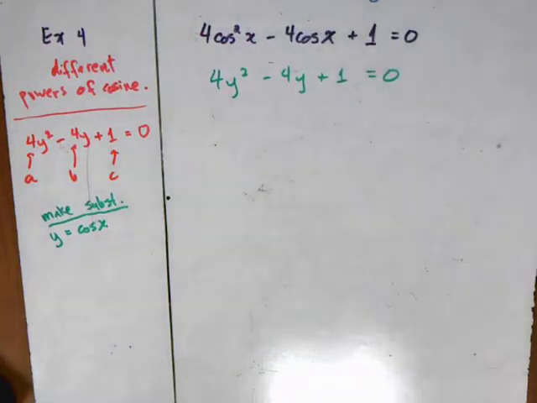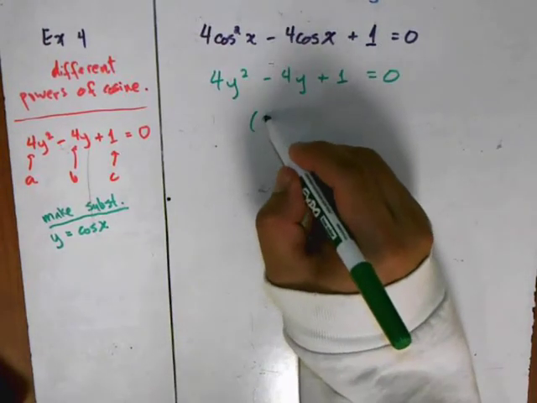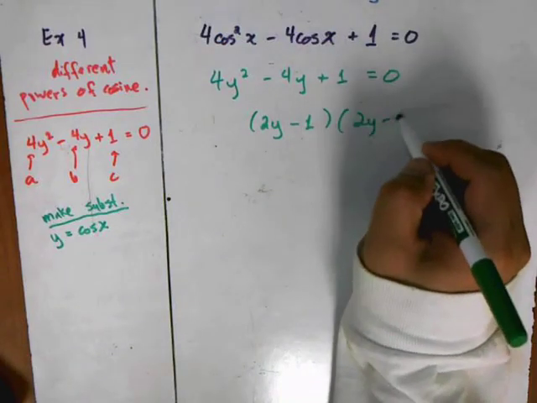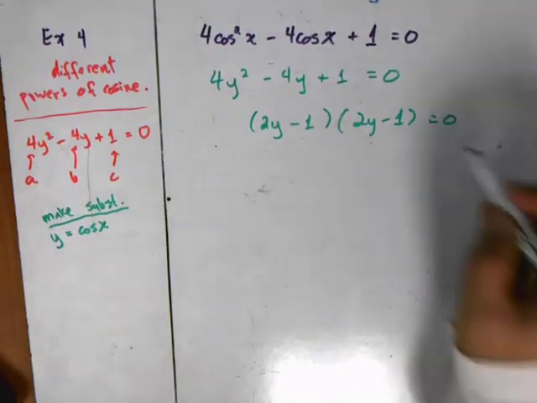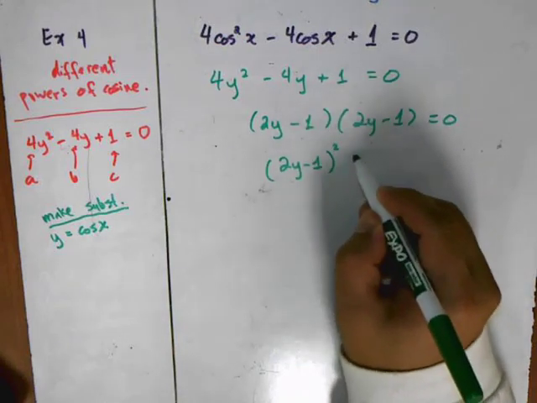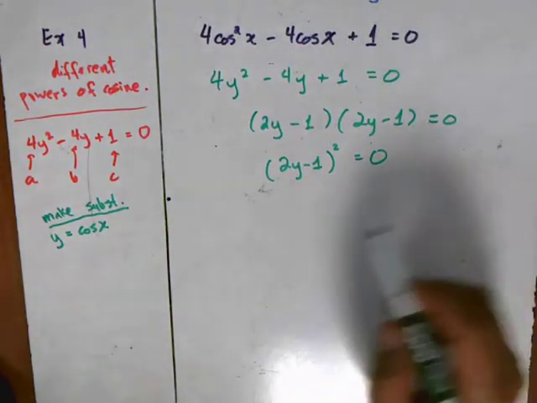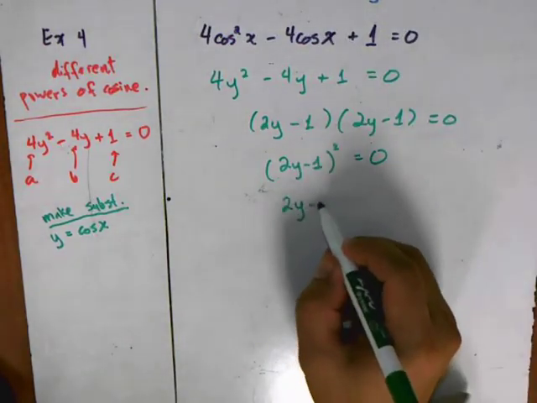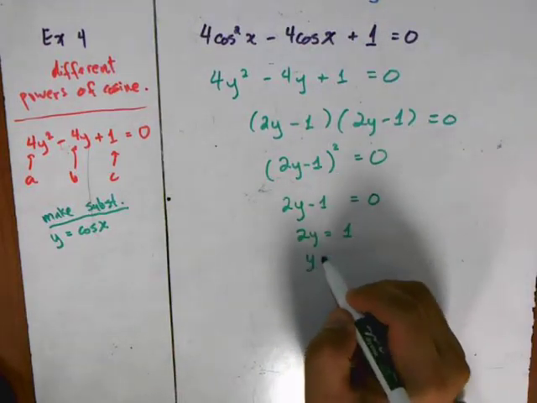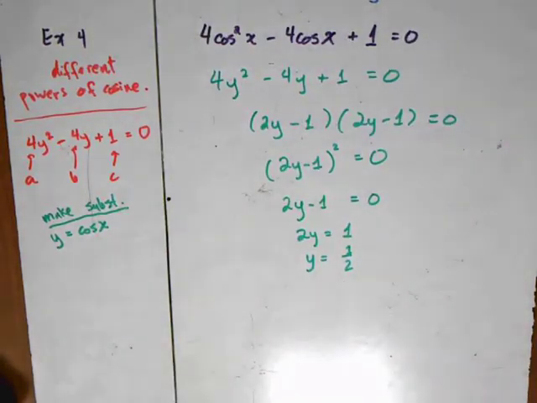You can solve this problem your favorite way. I'm going to solve this by factoring because I'm pretty sure this can be done. This is going to be 2y minus 1 times 2y minus 1 equals 0. So one thing that I can do here is say this is 2y minus 1 quantity squared equals 0. And then I can take the square root of both sides. 2y minus 1 equals 0. 2y equals 1. y equals 1/2. So that worked out very nicely for us.